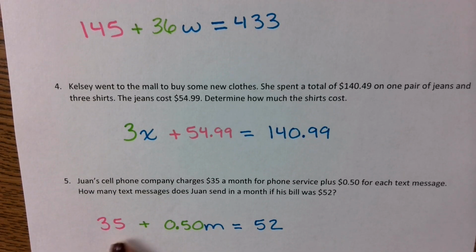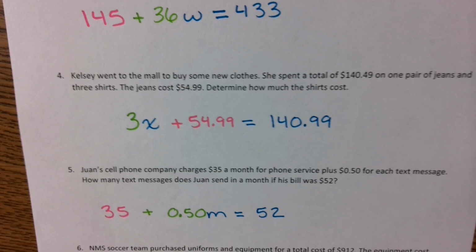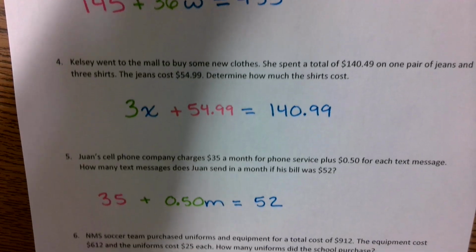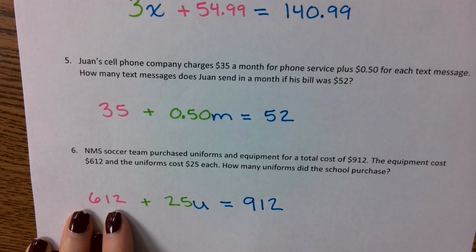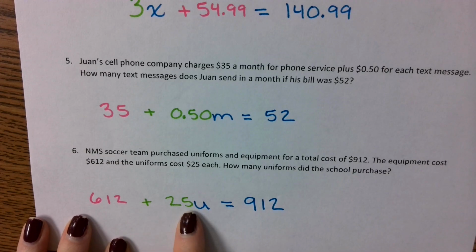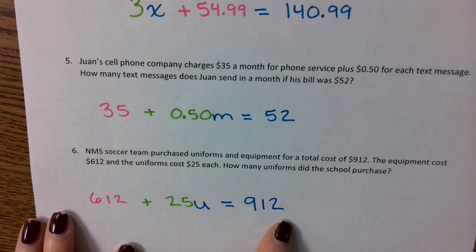Problem number 5, same thing. It's $35 plus 50 cents per message, and that's equal to $52 for the total cost. Okay, that's old-fashioned ways of how they used to charge us. For problem number 6, $612 for equipment plus the $25 per uniform, or cost of uniforms, is equal to $912.